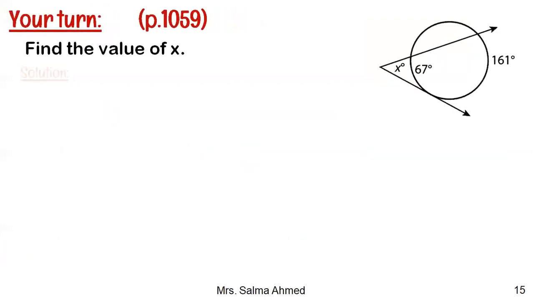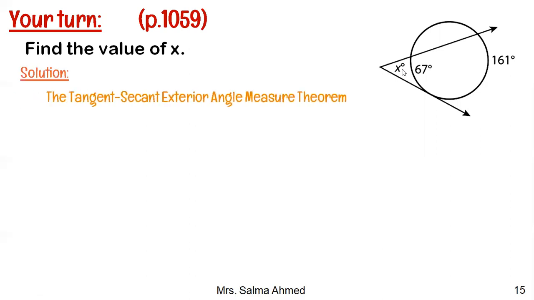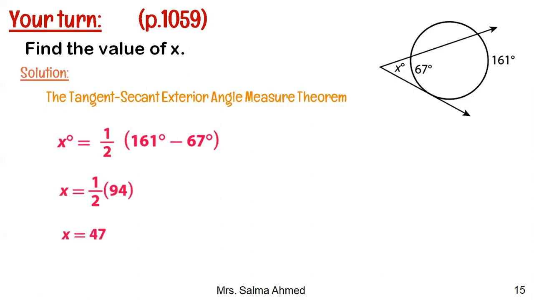Another example, find the value of x. Again, it's an exterior angle here, and I need to find it by using the same theorem, the tangent secant exterior angle measure theorem. So it will be half the major arc minus the minor arc. So I'm going to apply it. x equals half of 161 minus 67, the difference between the two arcs. By using your calculator or mentally, it will be half times 94. Then you can find that x equals 47.